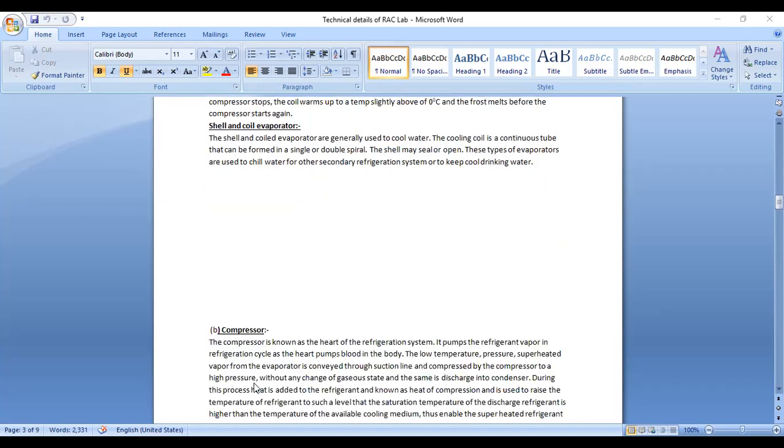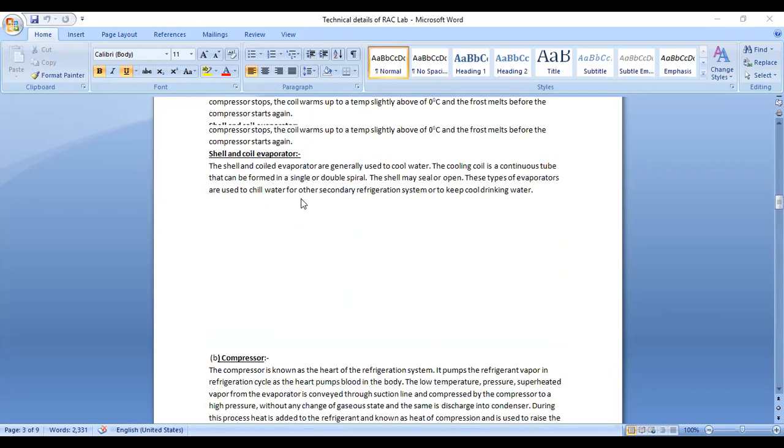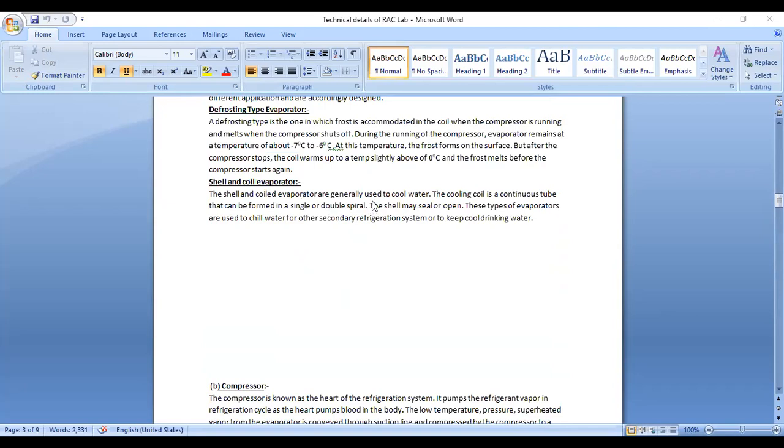Shell and coil type evaporator. The shell and coil evaporator is generally used to cool water. The cooling coil is a continuous tube that can be formed in a single spiral. The shell may be sealed or open. This type of evaporator is used to chill water for other secondary refrigeration systems or to keep drinking water cool.